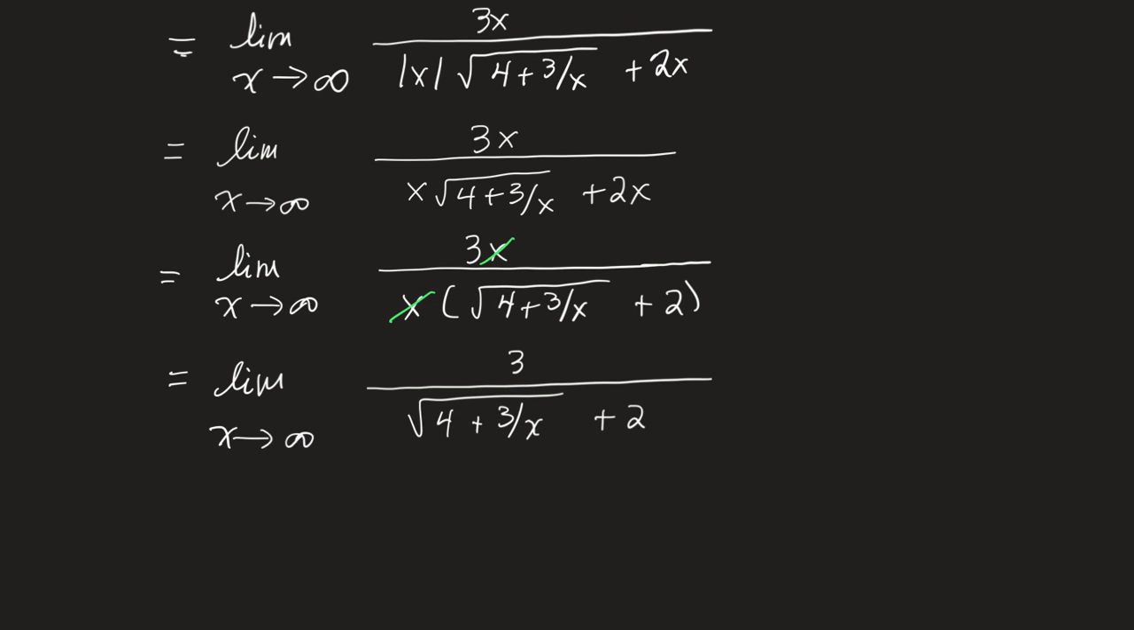And now I can evaluate the limit. Remember that as x tends to infinity, 3 over x tends to 0. So I can now evaluate the limit, and I have 3 over the root of 4, which is 2, plus 2, which is 3 over 4.